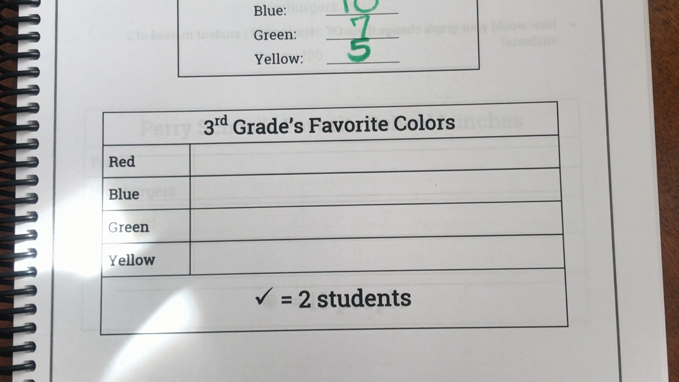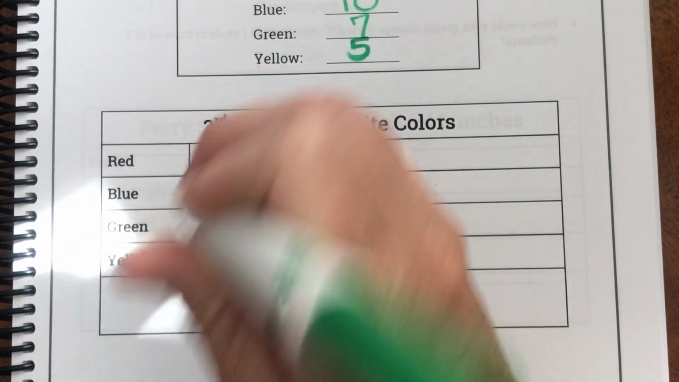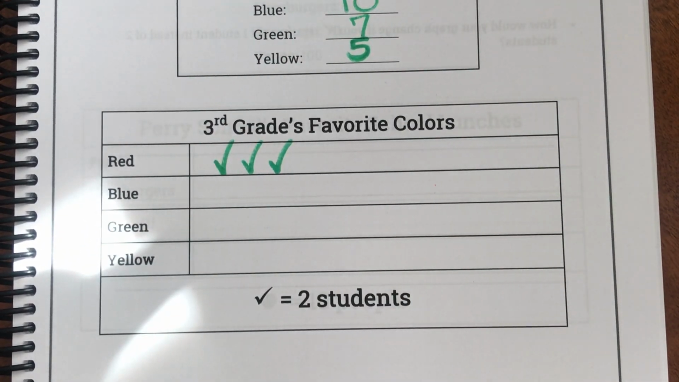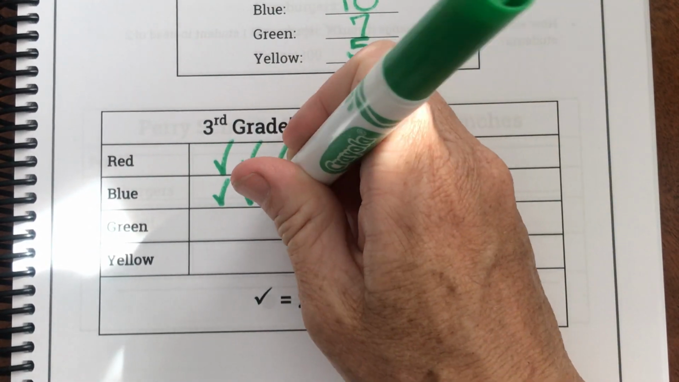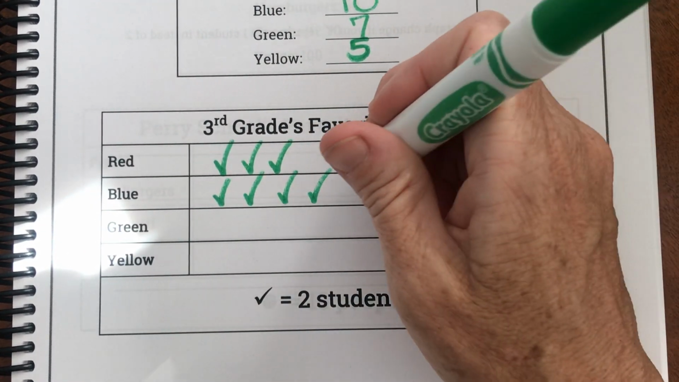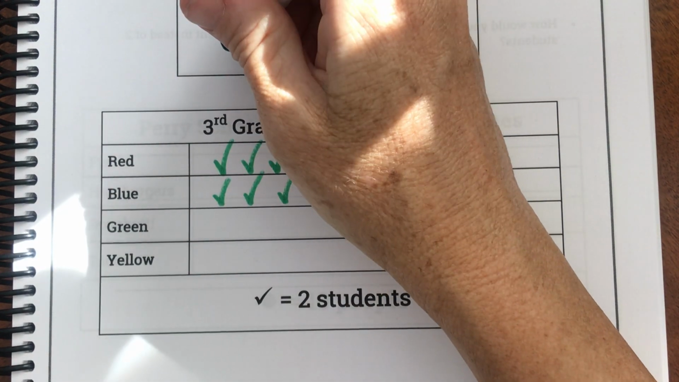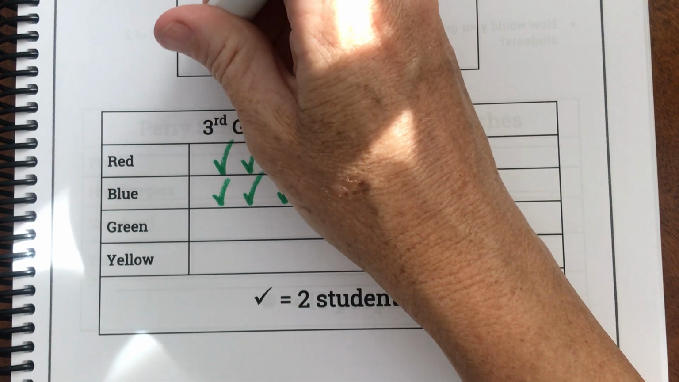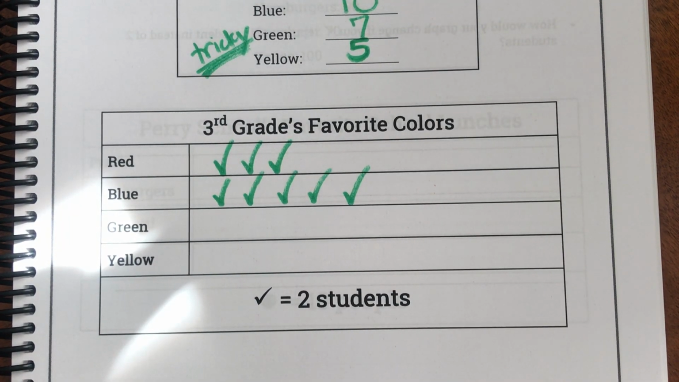So for red, there's 6 students. So I could say that's going to be 2, 4, and 6. That was pretty easy to do. For blue, there needs to be 10 students. So we could say 2, 4, 6, 8, 10. Now watch what happens when we hit the green, because the green and the yellow are going to be our tricky ones right here. This is going to be where the scale is not going to work so nice for us.